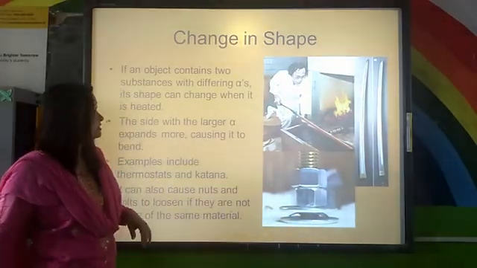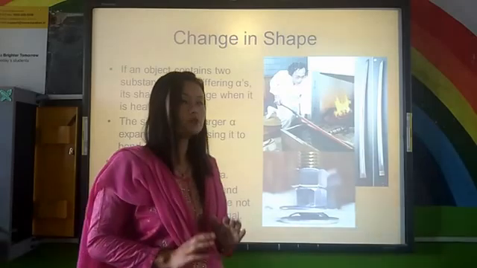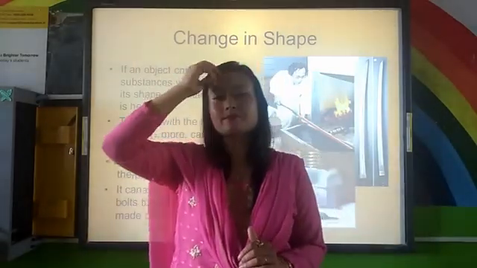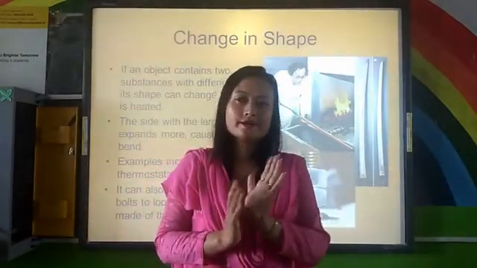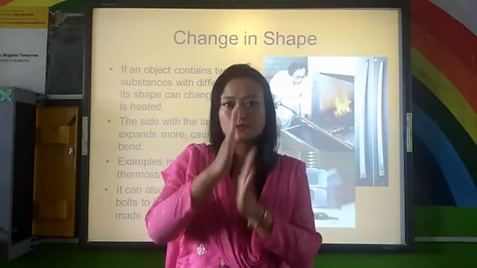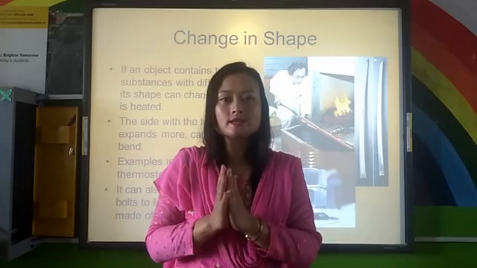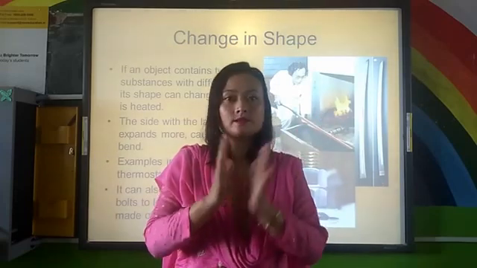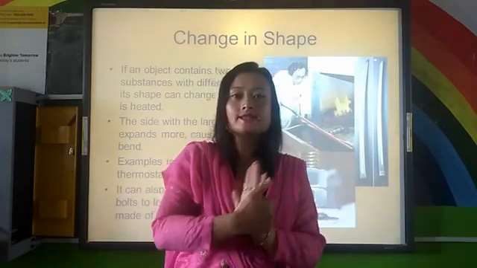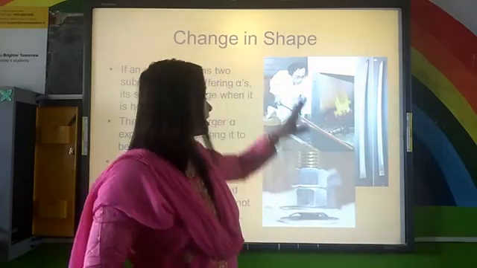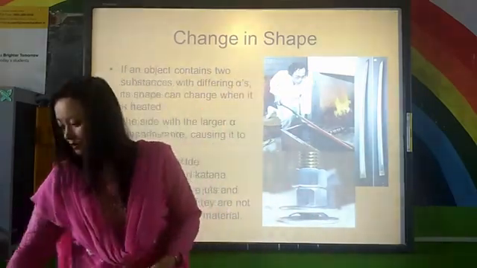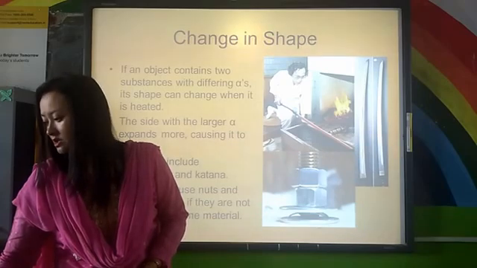Generally, I don't know if you have heard about this bimetallic strip, where two metals are used to make one strip. When they are heated, different metals take different time to get heated. So we use that concept to change shape. So heat also causes change in shape.